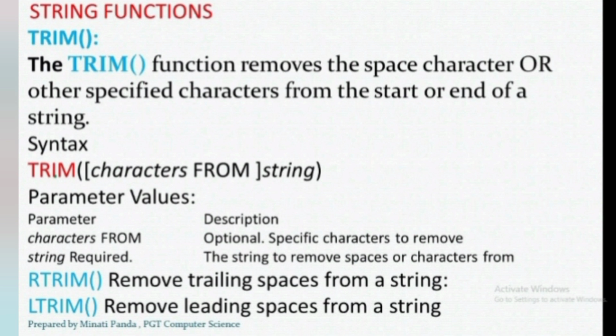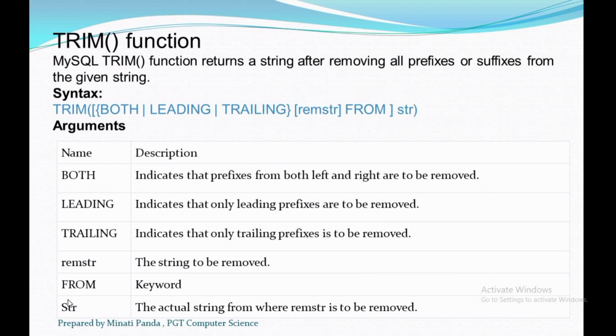RTRIM will remove the trailing spaces from a string and LTRIM will remove the leading spaces from a string. The TRIM function returns a string after removing all prefixes or suffixes from the given string.